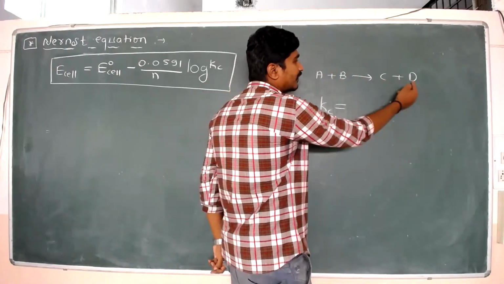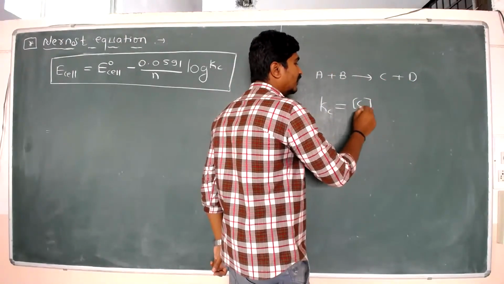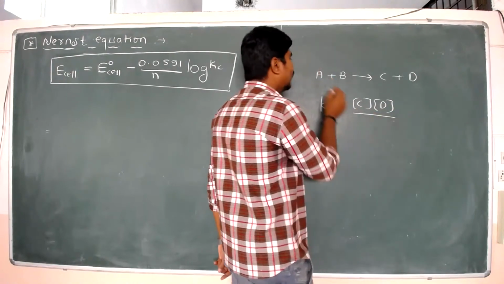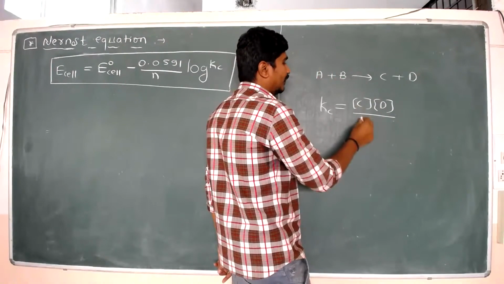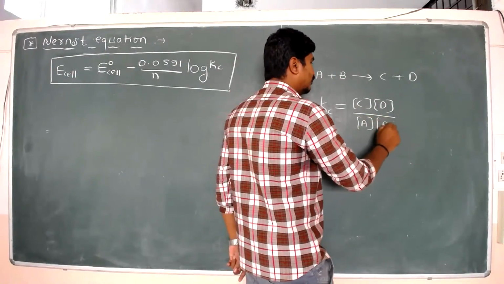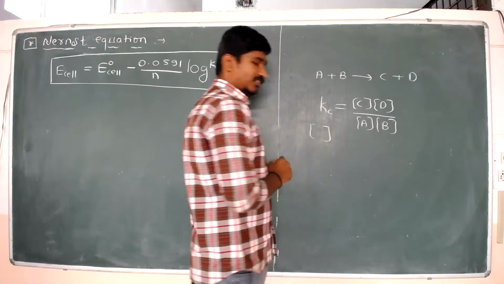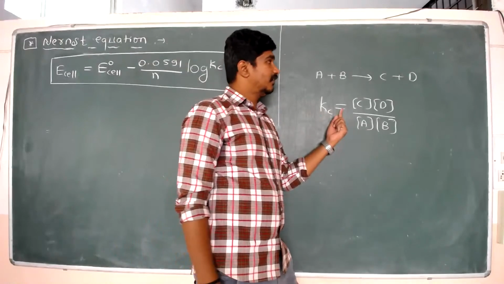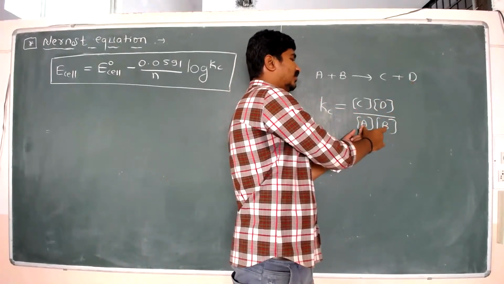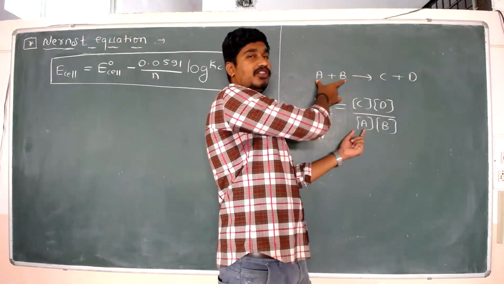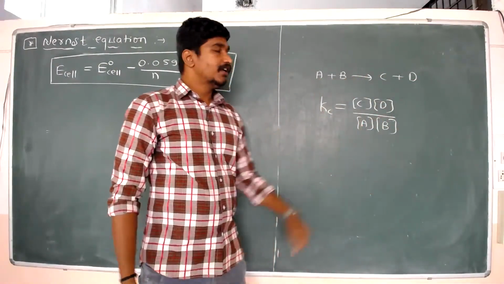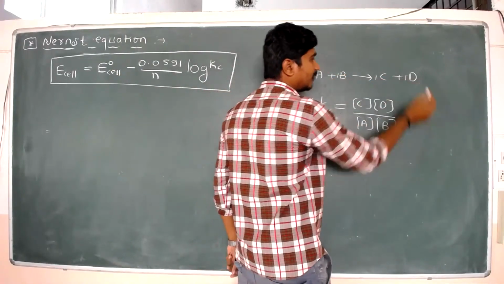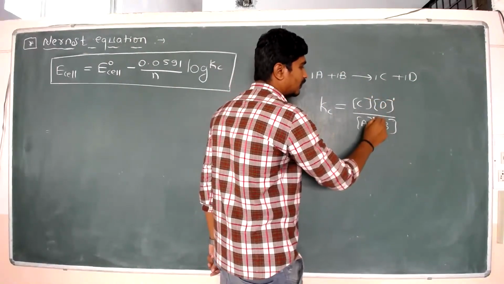Now how to write this? Here the products are C and D, therefore I am multiplying the concentrations of the two products: concentration of C into concentration of D, divided by the reactants, concentration of A and concentration of B. This bracket mark indicates concentration of that solution. Kc is the concentration of the products divided by the concentration of the reactants. That is the equilibrium constant. Here nothing is there, which means 1. Here also no coefficient means 1. Therefore I can write 1, 1, 1, 1.